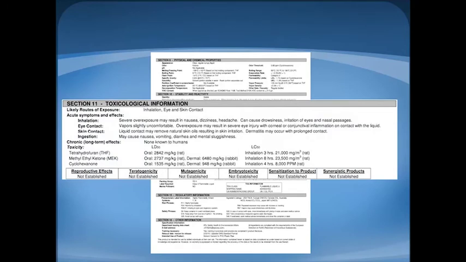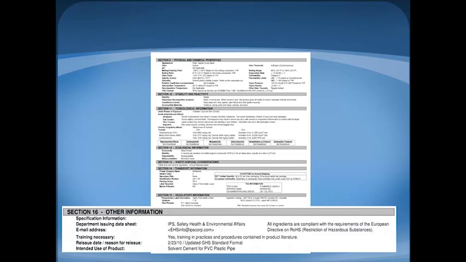Toxicological information. Here you can see the toxicological and health effects, if any, of overexposure to the chemical. Also, information about known or likely types of exposure, such as inhalation, ingestion, or eye contact, will be in this section. Other information indicates when the SDS was prepared or when the last known revision was made.